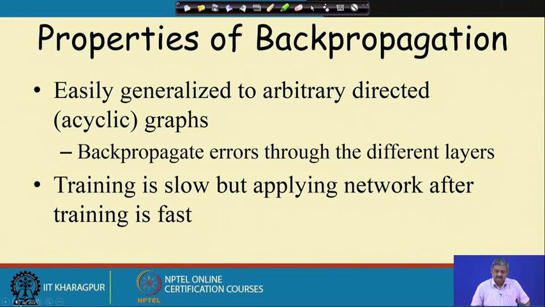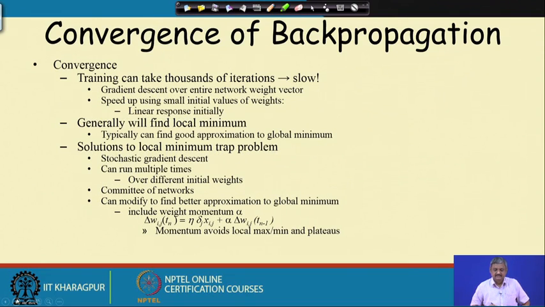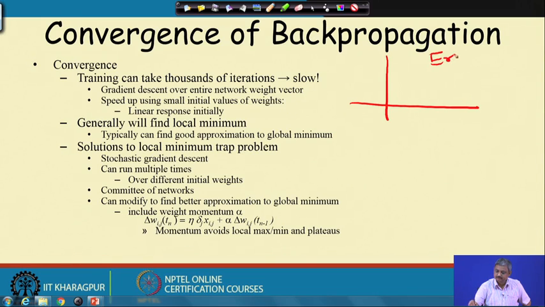although one of the disadvantages is that if you increase the number of layers, it becomes slow. There is another disadvantage, which is the convergence. In the perceptron, the error surface looked like this, a parabola. So, this gradient descent will always work. This is perceptron.